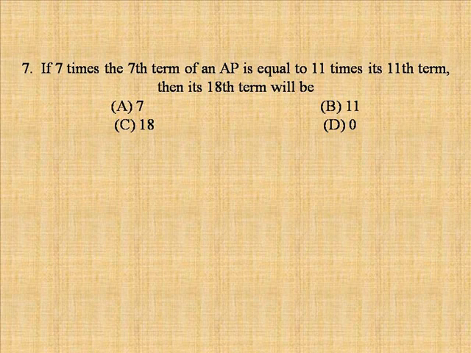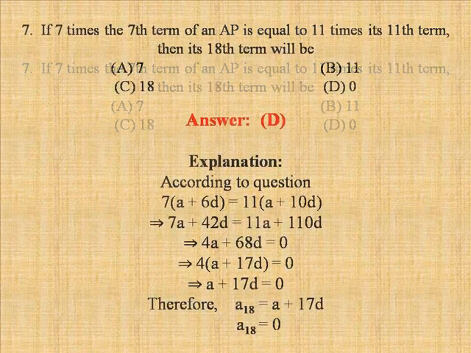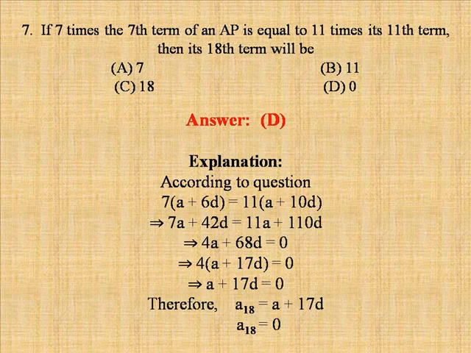Next, number 7. If 7 times the 7th term of an AP is equal to 11 times its 11th term, then its 18th term will be, and you have the 4 options. So let's move to the answer. So your answer is option D.